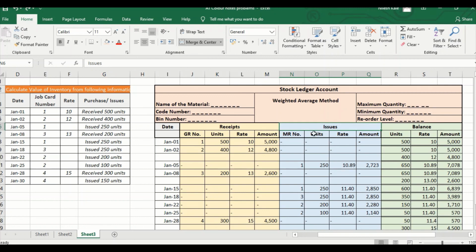So while calculating weighted average rate or weighted average price, you have to use the formula. Formula is total amount divided by total number of units. That rate you are using while issuing only, and the same rate should be shown in the balance column. This is the only trick you should remember. Weighted average method is complete.